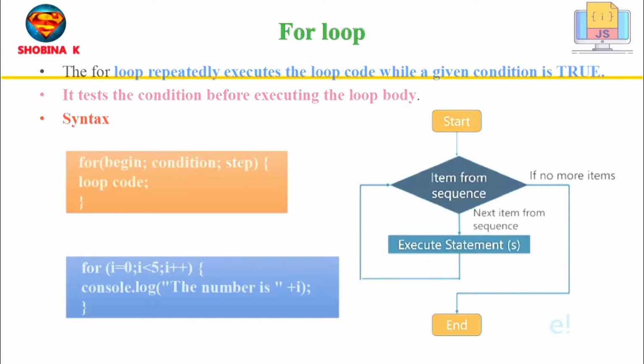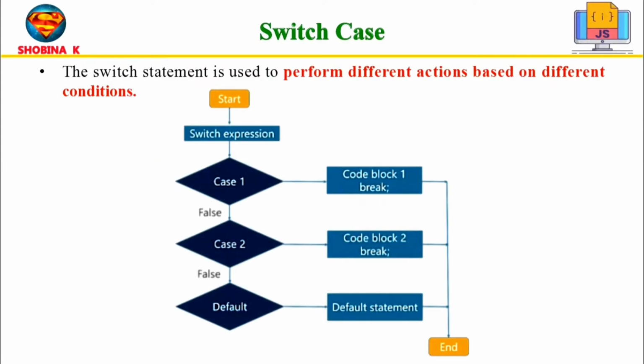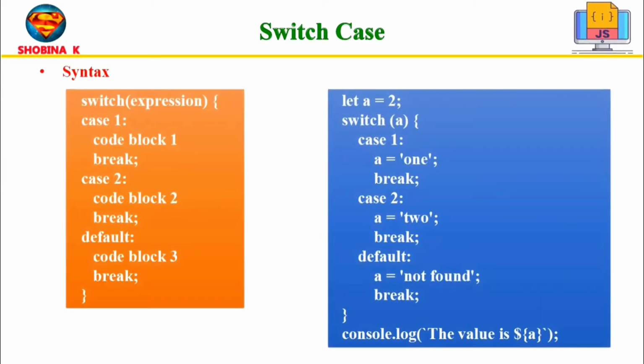Next, we will move on to the switch statement. The switch statement is used to perform different actions based on different conditions. The switch statement is used in decision making. The switch statement evaluates an expression and executes the corresponding body that matches the expression's result. And here's the syntax for the switch statement.